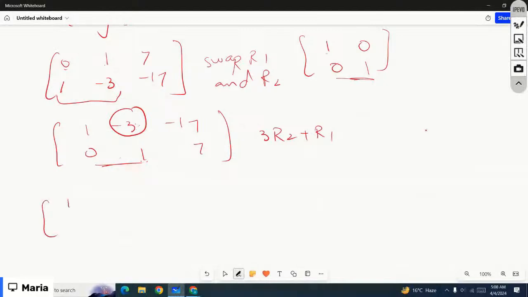So 1, you multiply this by 3, that is already 0. 0 times 3 is 0. Here you have negative 3. You multiply R2 by 3. 3 times 1 is 3, plus negative 3. You have negative 17 here. You have to multiply this with 3 also, so you have to add 21. Here you have 0, 1 and 7. So you are left with 1 plus 0 is 1. Negative 3 plus 3 is 0.